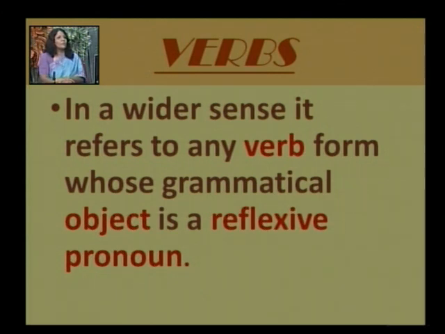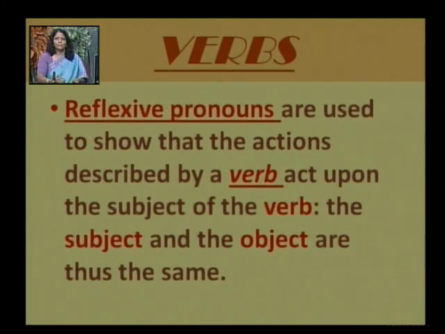Now here you need to understand what is a reflective pronoun. Reflective pronouns are used to show that the actions described by a verb act upon the subject of the verb. That is, the subject and the object are thus the same. Now this is going a bit theoretical, so you need to work out a few examples. You need to see how the subject pronouns have a reflective pronoun on the opposite side, and that is how you have to learn them.